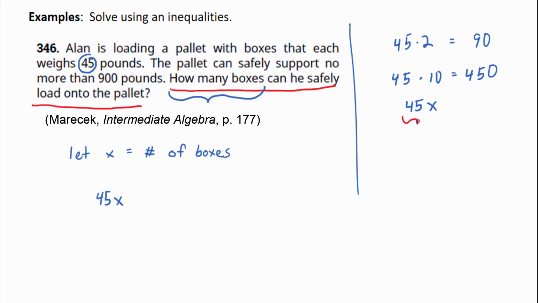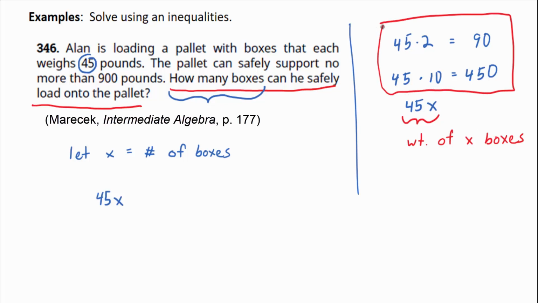Let's write down what that gives you. I'll write it down over here. That gives you the weight, WT for weight, of x boxes. Everybody in here can do these first two. All you have to do is make a little leap to 45 times a generic number of boxes, and then you understand algebra. So what does that weight have to be less than? Or rather, no more than. Technically, what does no more than translate to? You could have an equal to in there, so less than or equal to 900 pounds.